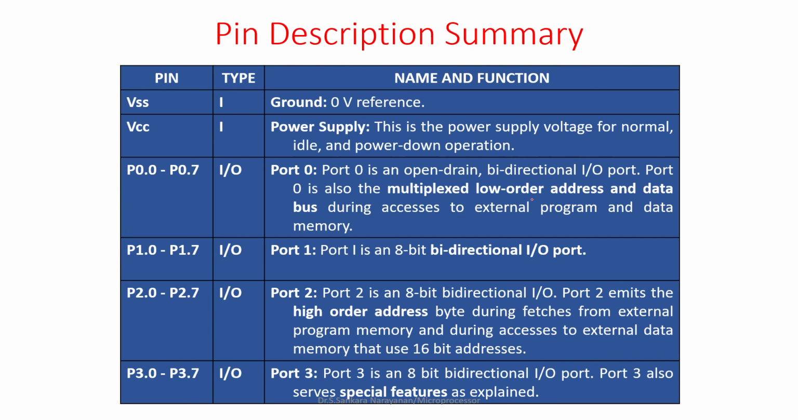VSS is the ground signal. VCC is the power supply signal. Port 0.0 to 0.7 is a bidirectional IO port. It is also the multiplexed low order address and data bus during accesses to external program and data memory. Port 1 is an 8-bit bidirectional IO port. Port 2 is again an 8-bit bidirectional IO port. Port 3 is also an 8-bit bidirectional IO port, and it serves special functions too.